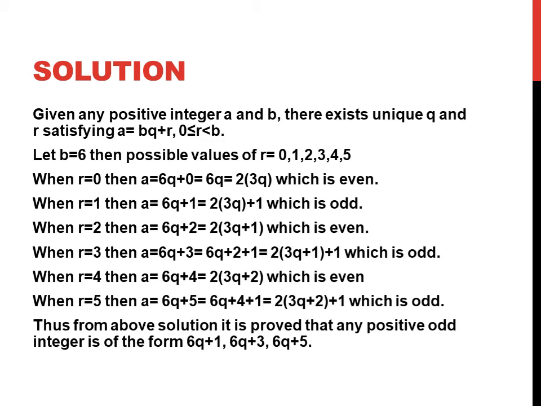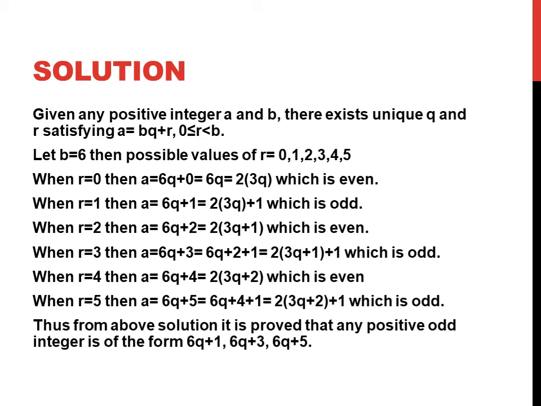So it is basically odd. When r is equal to 4, then a is equal to 6q + 4 equal to 2 multiplied by 3q + 2, which is even. Now, when r is equal to 5, then a is equal to 6q + 5 equal to 6q + 4 + 1 equal to 2 multiplied by 3q + 2, plus 1. It means that 2 multiplied by 3q + 2 is even, and when we add 1 to it, it becomes odd.